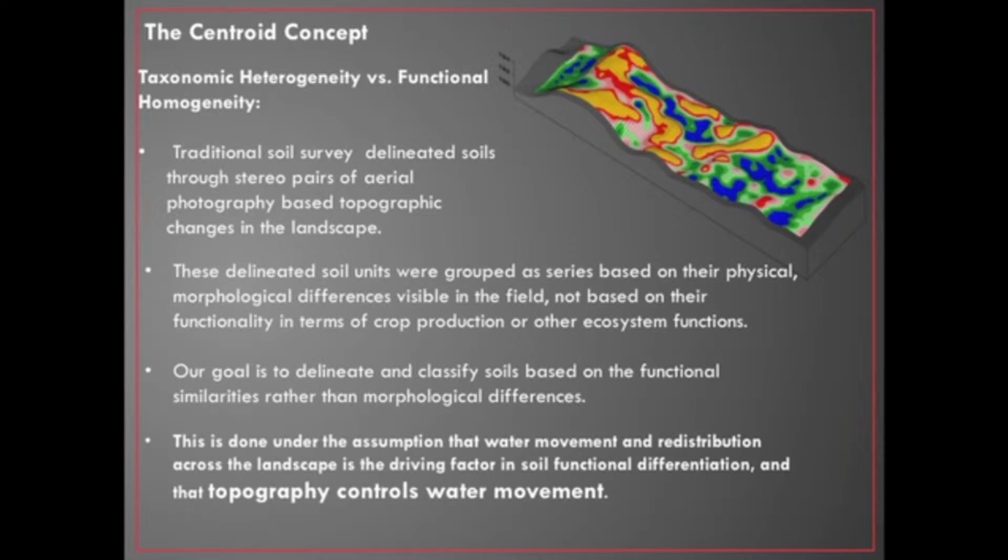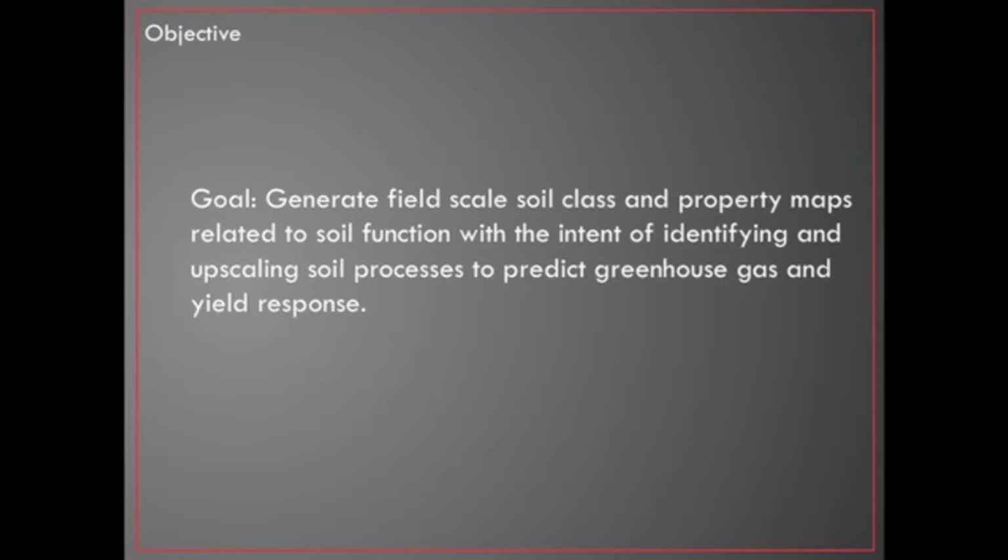I'm sure the farmers in the room today can say that where you are on the field and how wet it is has a lot of importance for yield variability. So the goal of this initial part of the project was to generate field-scale soil class and property maps related to soil function, with the intent of identifying and upscaling soil processes to potentially predict greenhouse gas and yield responses. What soils, what locations on the landscape are going to provide the best function for crops and also relate to greenhouse gas emissions?